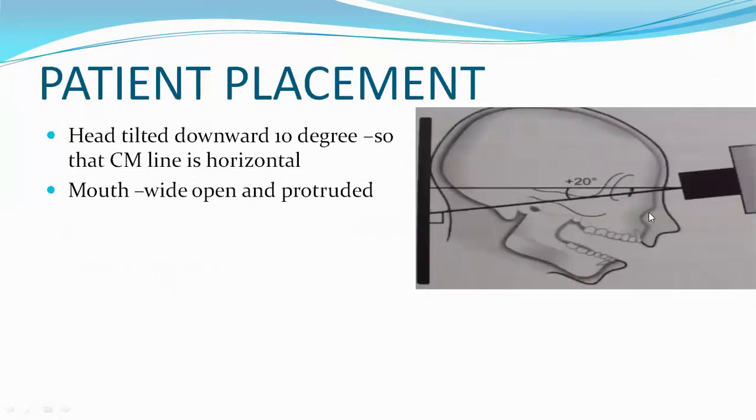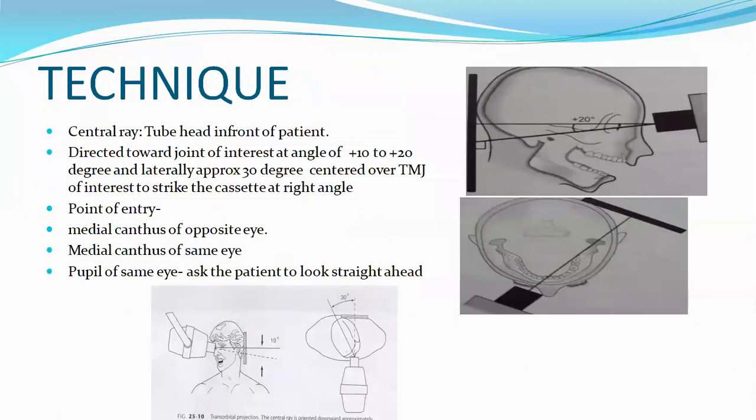Patient placement: head has to be tilted downward 10 degrees so that the canthomeatal line should be perpendicular to the X-ray film. And this view has to be taken in wide open mouth and the jaw has to be protruded. Coming to the technique of this radiograph, very important, the central ray: the tube head should be in front of the patient's head and directed downward towards the joint of interest at an angle of plus 10 to plus 20 degrees and laterally at approximately 30 degrees, right? Centered over the temporal joint of interest.